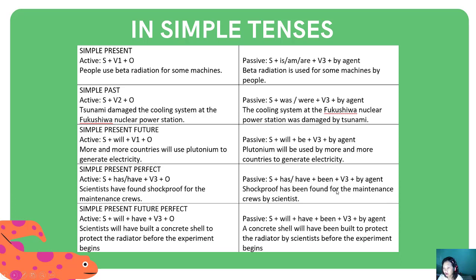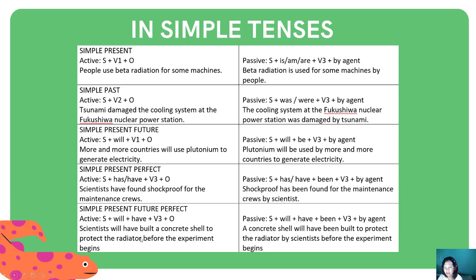And then for the maintenance crews, you have to separate this because it is the same as this one, to show the purpose. So separate shock proof with the purpose here. And then the next is simple future perfect, as will have plus verb 3 plus object. As will have been. It is not will be. No. Subject will have been plus verb 3 by agent.